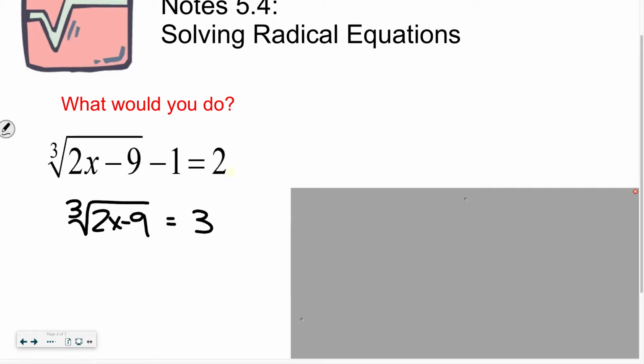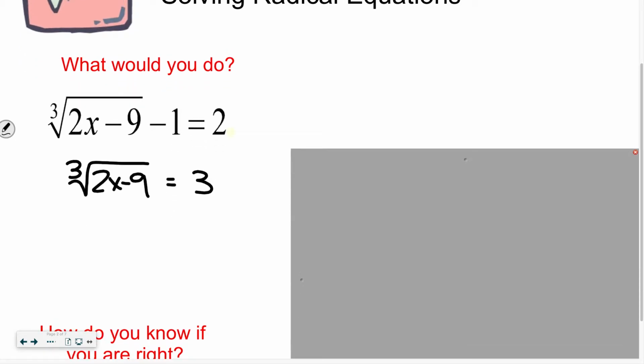Did you guys talk about doing anything else? Take the cube root of both sides? What does that look like? Okay, this side already has a cube root, doesn't it? So do I really want a cube root? No, what's the opposite of a cube root?